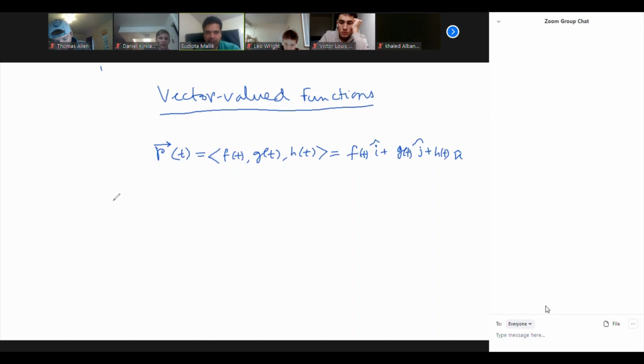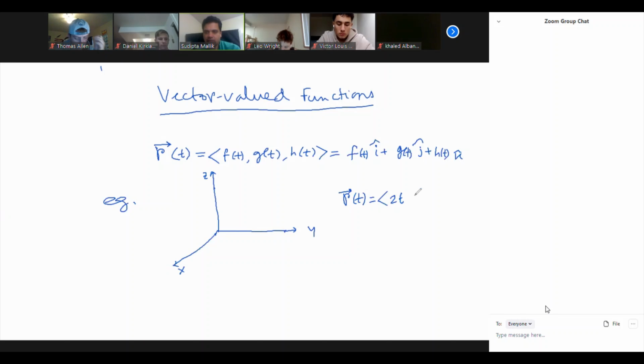Okay. So an example. This is a three-dimensional vector. A two-dimensional vector would be just two components. Okay. So let's do an example. I'm just making up an example. r of t is, let's say, 2t, 3, t squared minus 1.